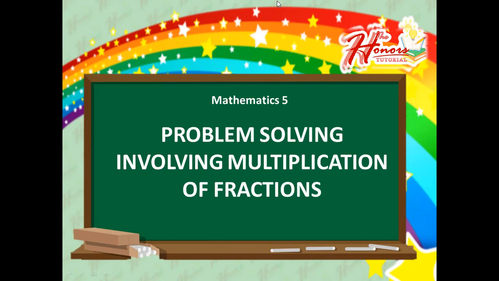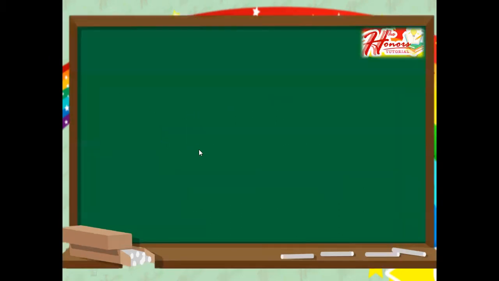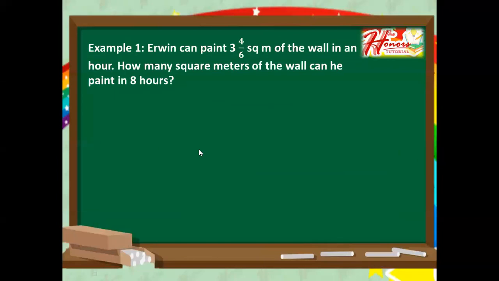Our topic for today is about problem solving involving multiplication of fractions. So this is for Mathematics 5. So let us have our problem. Number 1, Erwin can paint 3 and 4 over 6 square meter of the wall in an hour. How many square meters of the wall can he paint in 8 hours?